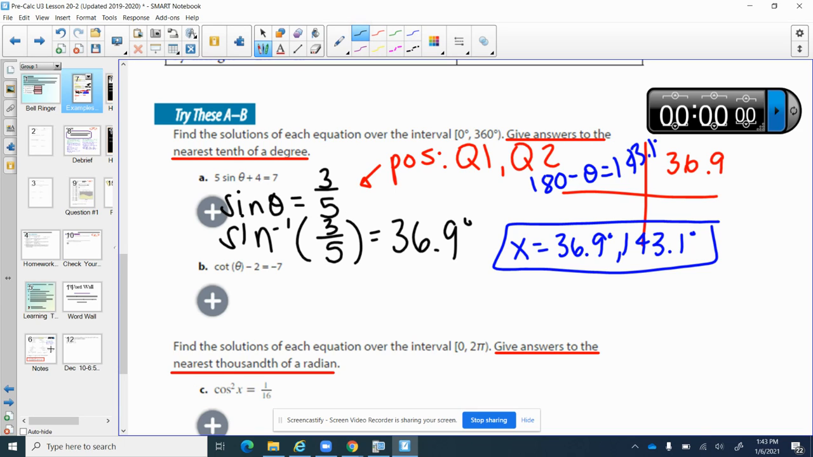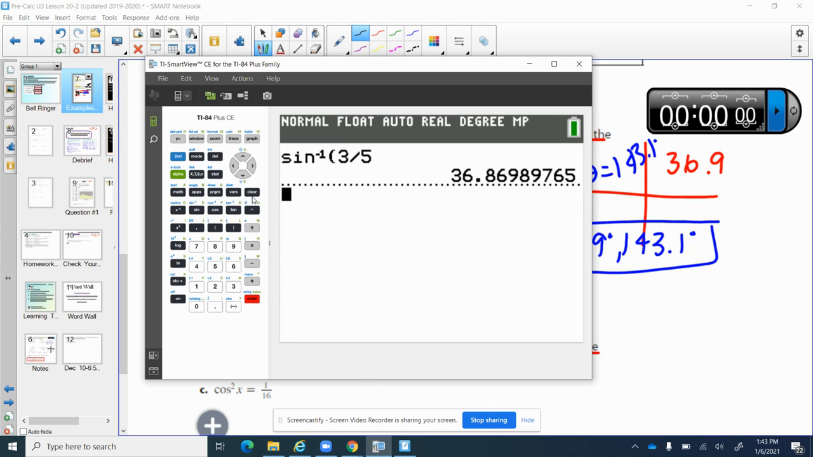Cotangent then, if we start solving for part B, add the two, we end up with -5. And a reminder, since cotangent isn't on our calculator, we can use the reciprocal, so 1/5, in order to actually type this in our calculator. So we would take tan inverse this time of -1/5.